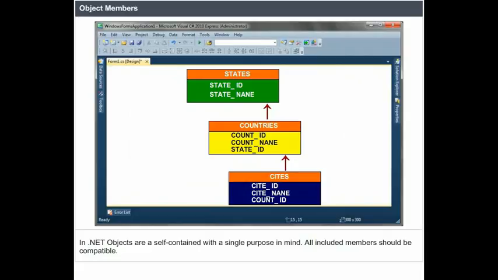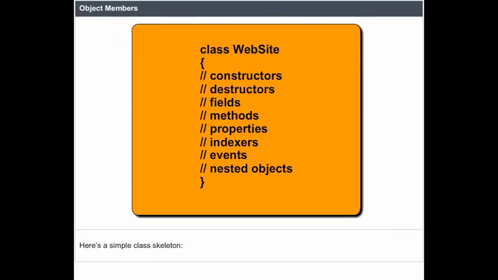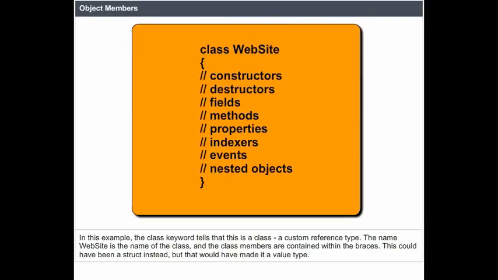Object members. In .NET, objects are self-contained with a single purpose in mind. All included members should be compatible. Here's a simple class skeleton. In this example, the class keyword tells that this is a class, a custom reference type. The name Website is the name of the class, and the class members are contained within the braces. This could have been a struct instead, but that would have made it a value type.